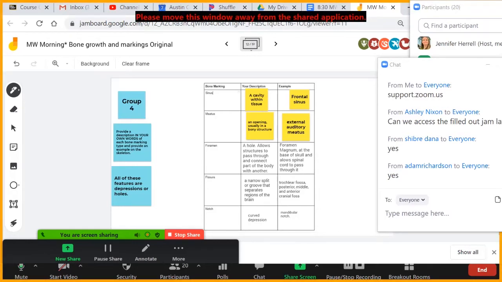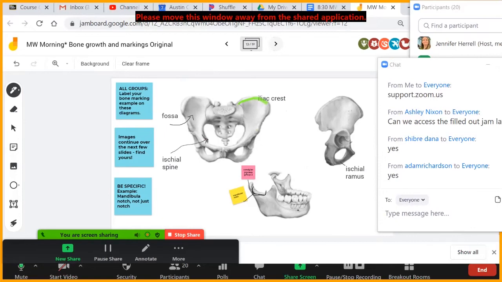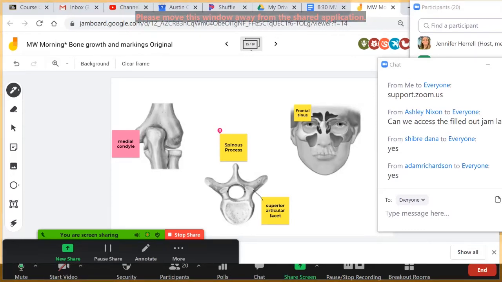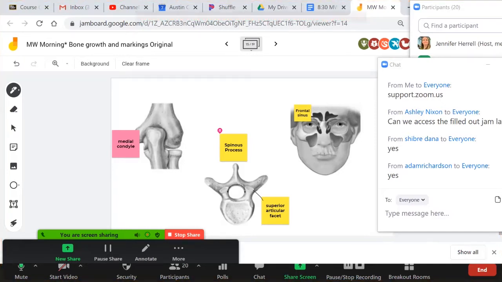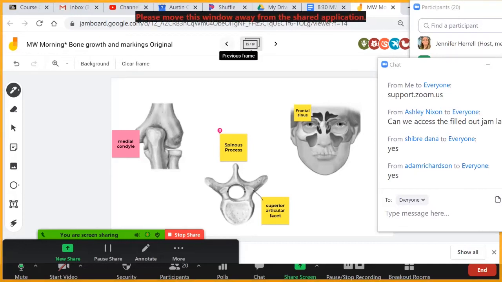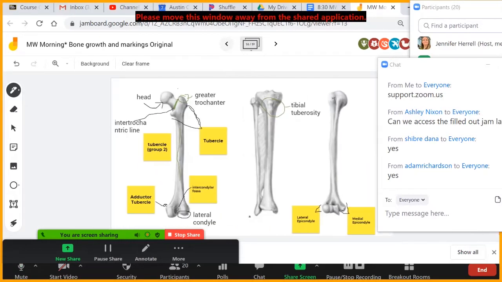A sinus. So again, this whole page, we're talking about depressions or things that sink into a bone. So a sinus is like a little cave, a cavity inside a bone, and usually it's going to be lined with mucous membrane. So all of these spaces inside the face here, those are sinuses. The one in your forehead, if you didn't know, you have a little space inside your forehead. Those are called frontal sinuses. Very nice.